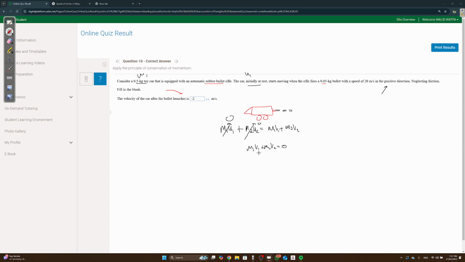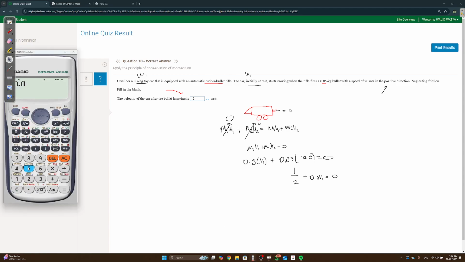Let's take a look here. M1, we're calling the car, is 0.5. V1, we're trying to figure out. Plus M2 V2. M2 is 0.05, it's the bullet. V2 is 20 in the positive direction, equal to 0. So 0.05 times 20, it's not 1 over 2, it's 1. So 1 plus 0.5 V1 is equal to 0. So V1 is equal to negative 1 over 0.5, which is negative 2 meters per second. The negative counts because they said velocity, not speed.